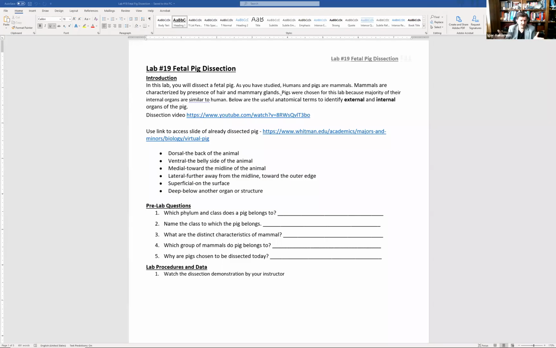Record. And today's lab, fetal pig dissection. We're not doing the dissection itself. However, in the lab you would be. There are a couple of links which you can access and take a look. There is a YouTube video which basically shows you external and internal organs in the pig.